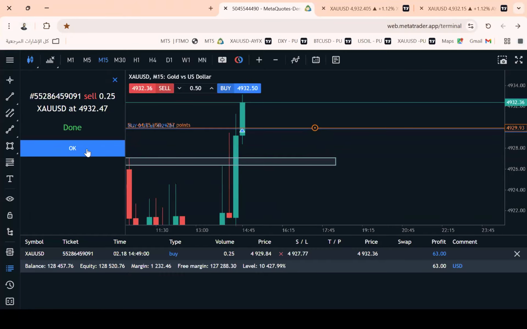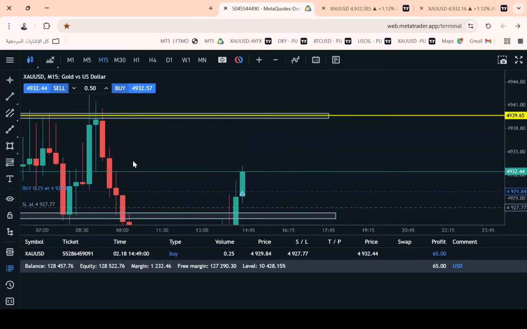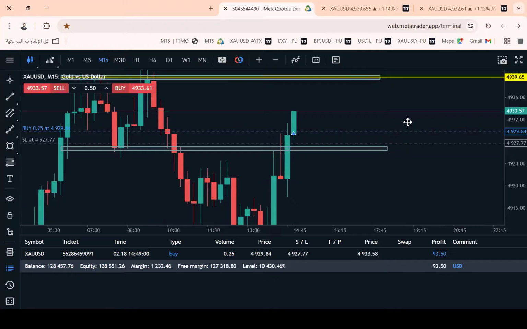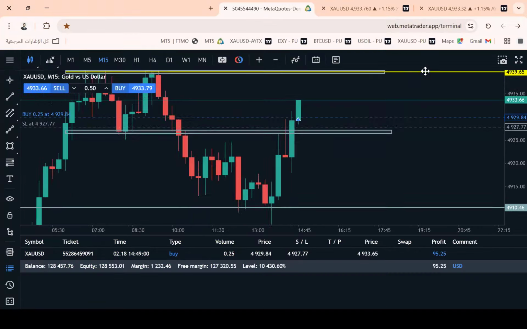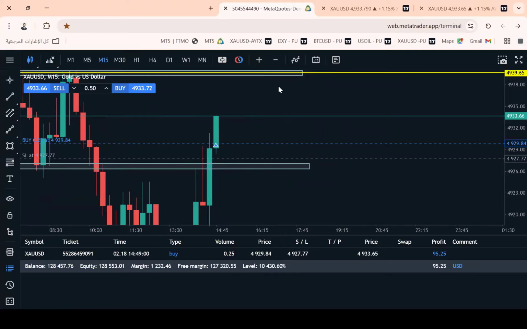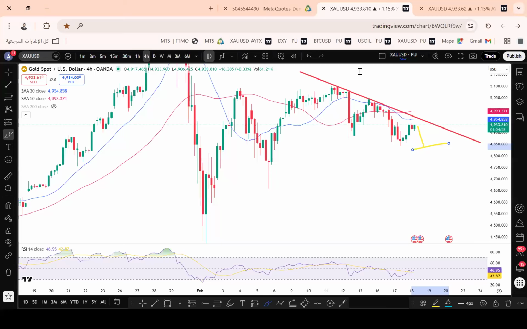Okay, so I don't lose anything. Now I control my emotions. Keep it running. Let it run. But this is just a proof of how simple my strategy is. Support resistance, break above, candle to flip, enter. That's it. Very simple, right?